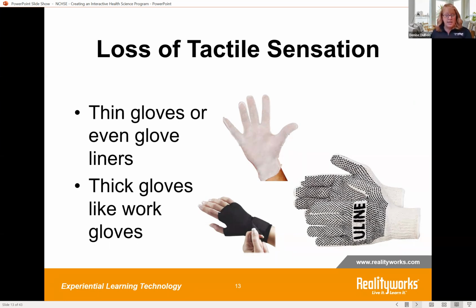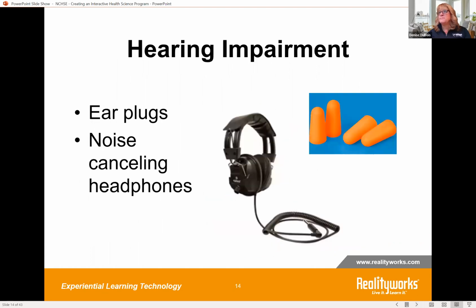You can even get something like a wrist and hand brace, and you could use that for loss of dexterity or even restricted range of motion. And sometimes you can even get things like that donated from your students. So it doesn't even mean going and purchasing anything. But again, easy ways to use common objects to simulate some of those tactile sensation losses.